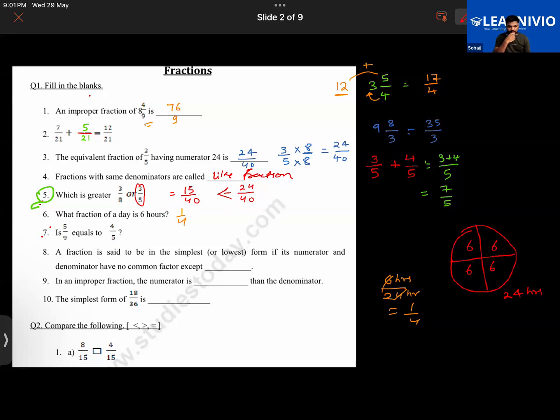Are they equal? Clearly no. So they are not equal. Next.